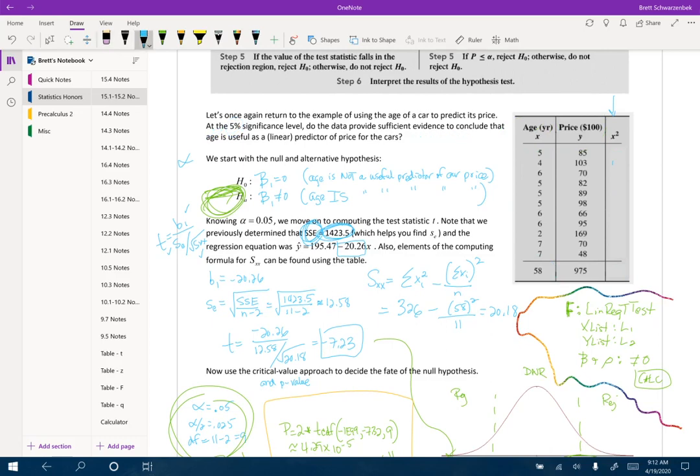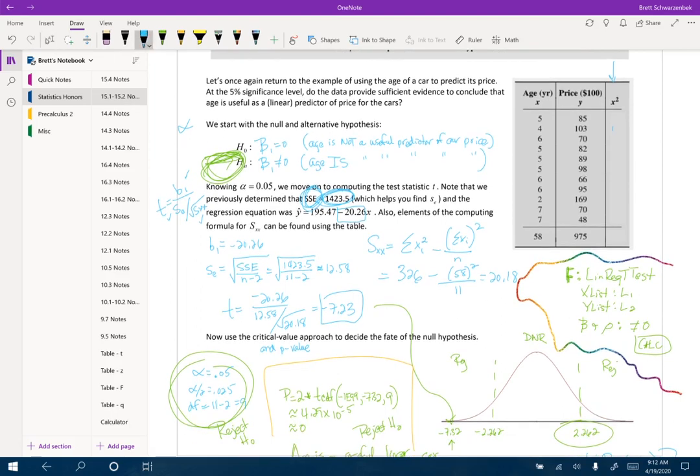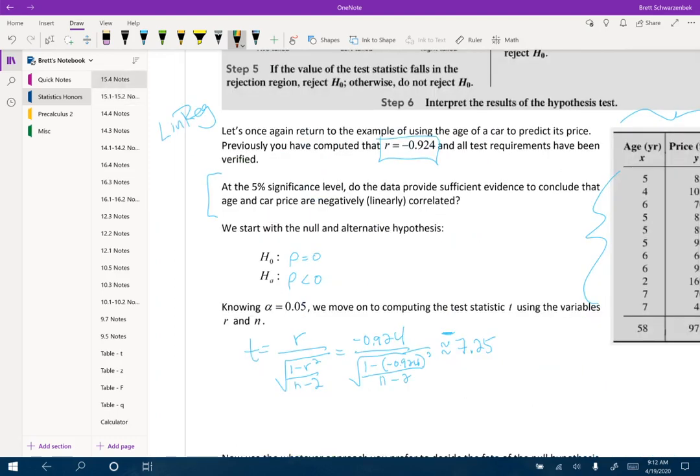And in that LinReg t-test, we determined that t was negative 7.23. So look what we got here. It turns out that the computations for the test statistic for correlation and regression are actually going to get you the same value, or very close to it depending on rounding error. This is a very profound result just because it makes regression and correlation tests sometimes interchangeable.